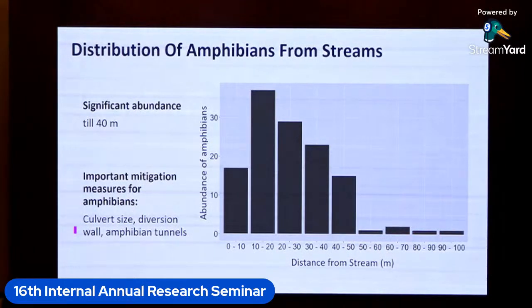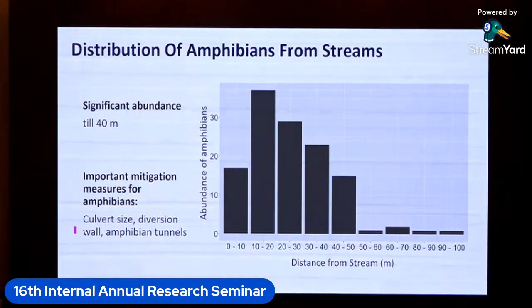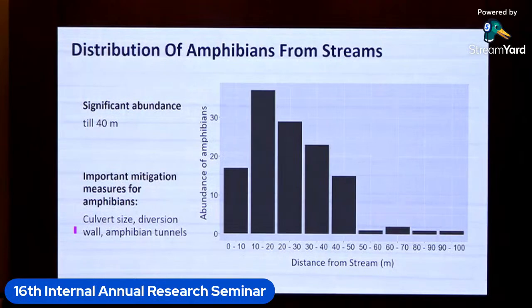So the observations that we saw through the 10-meter segments as we go away from the streams showed that amphibians were quite abundant up to 40 meters from the stream. So this emphasized that certain mitigation measures like diversion walls and amphibian tunnels are going to play a significant role here.